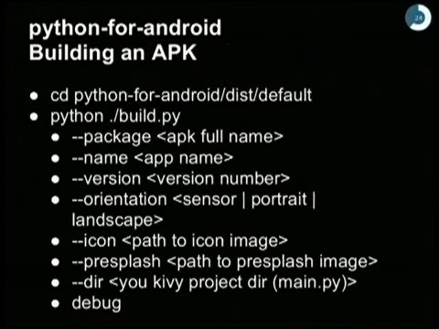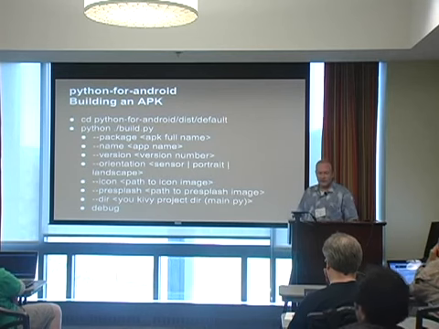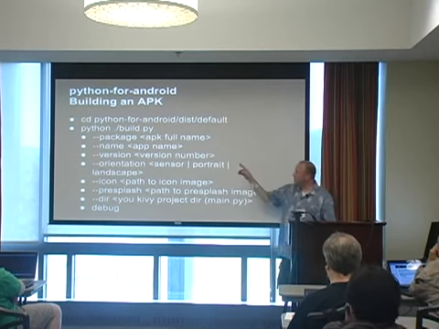And then what we do is we need to build our APK. So we need to take that distribution and combine it with our actual project and our images and all that other fun stuff and create our APK. So you go into your distribution that was created, dist, default is what it's always called, and you run the build command.